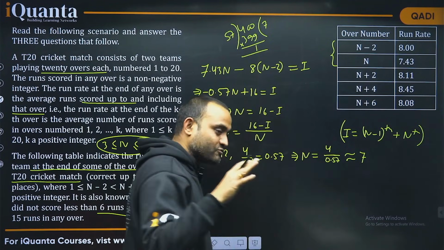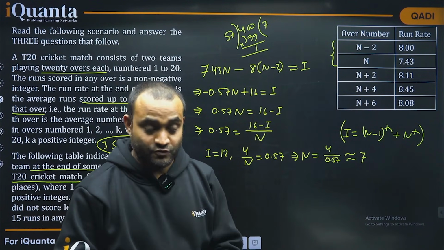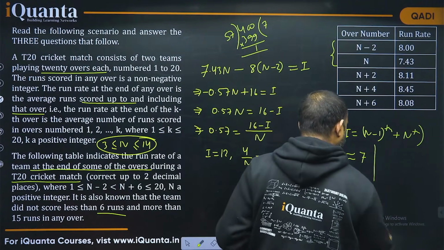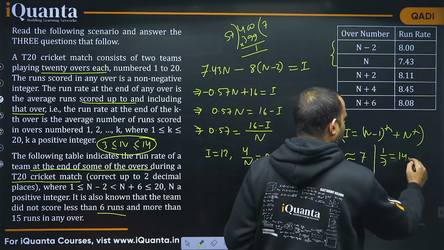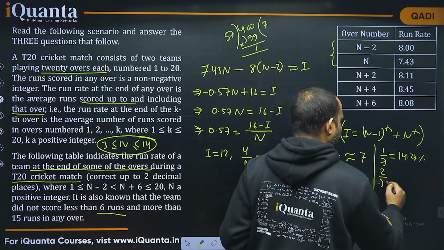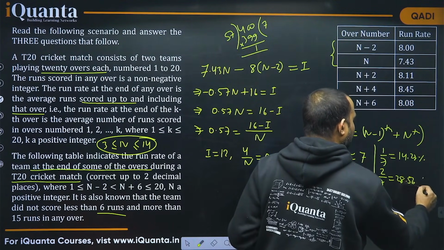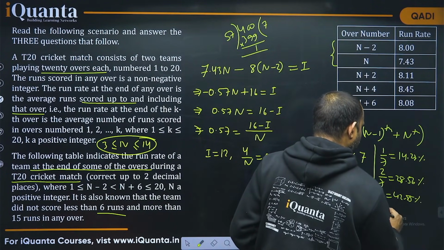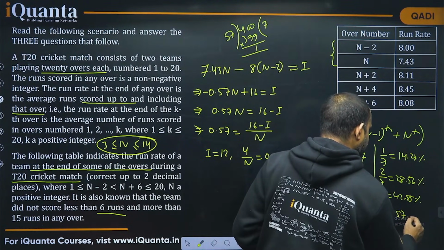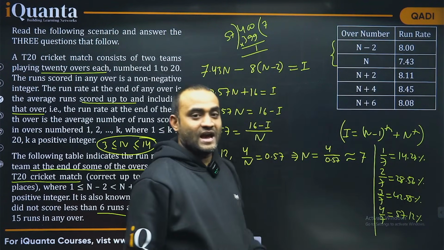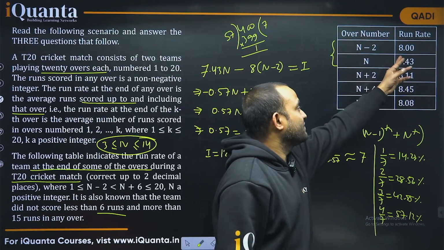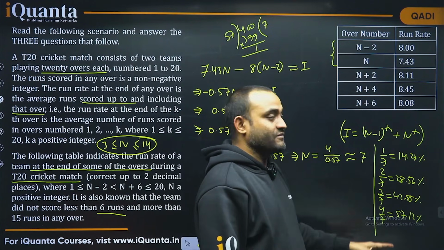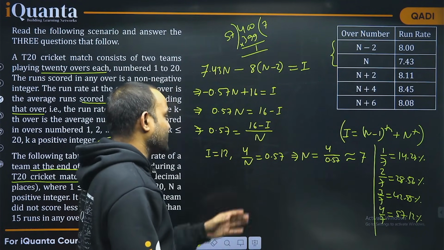And now I am going to tell you something which is very useful, because of so much practice, I know that 1 by 7 is equal to 14.28%, 2 by 7 is equal to 28.56%, 3 by 7 is 42.85%, and 4 by 7 is equal to 57.12%. So, as soon as I saw the 57 here, I thought that somehow 7 must be involved here, and you can see we got that, right?